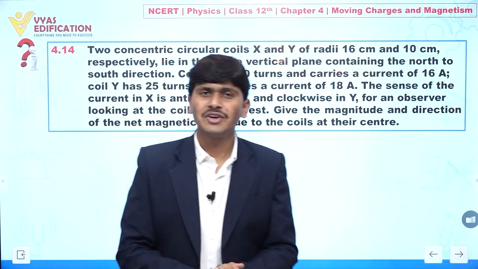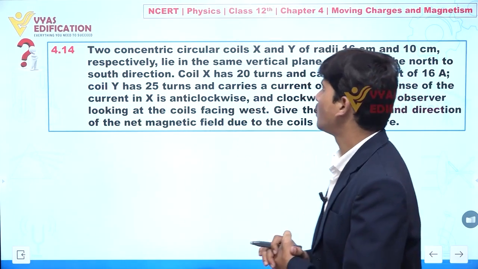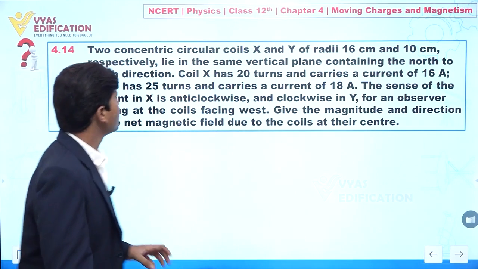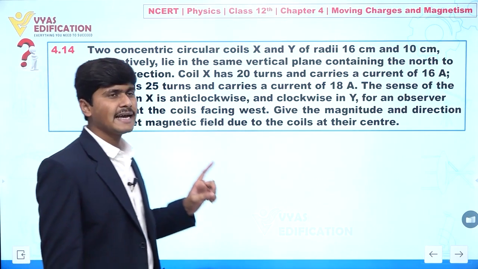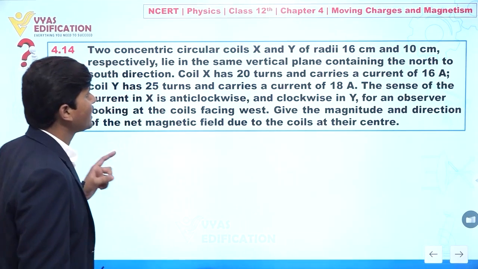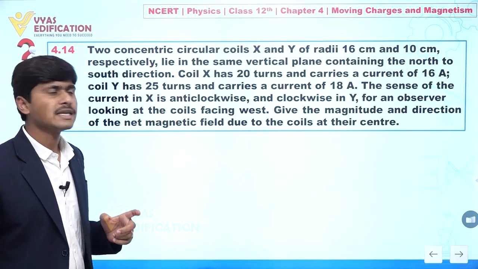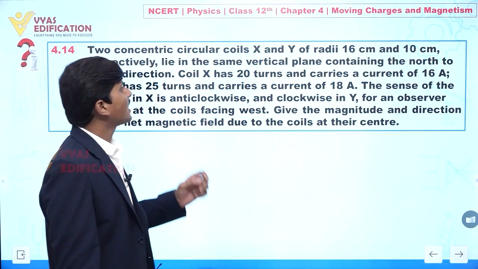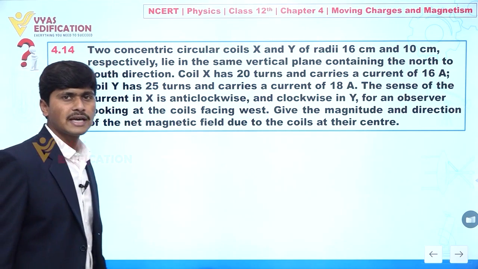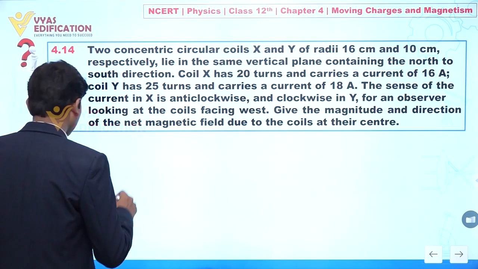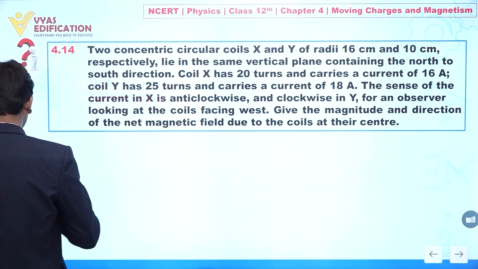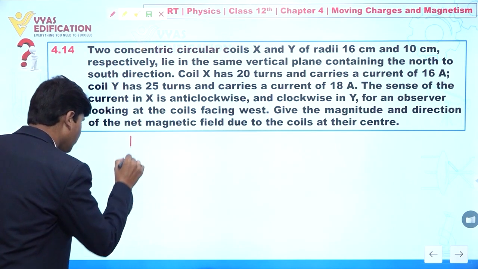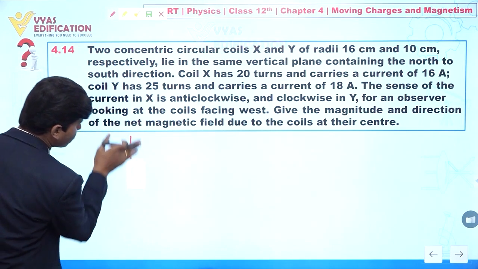Now student, we are going to discuss question number 4.14, and in this question it is given to you two concentric circular coils X and Y of radius 16 cm and 10 cm respectively lie in same vertical plane containing the north to south direction. Clear? So let's suppose I am assuming, concentrate on screen. Let's suppose I am assuming this direction is north to south direction.